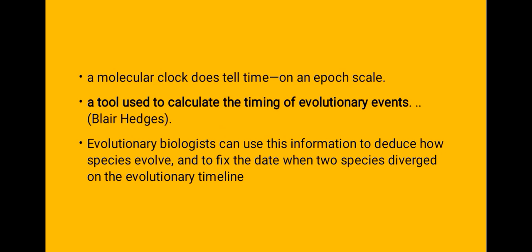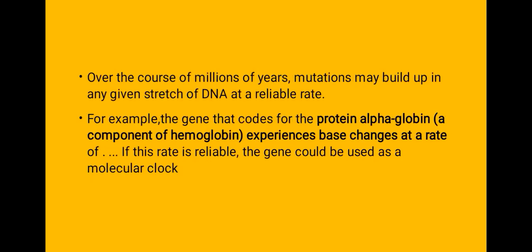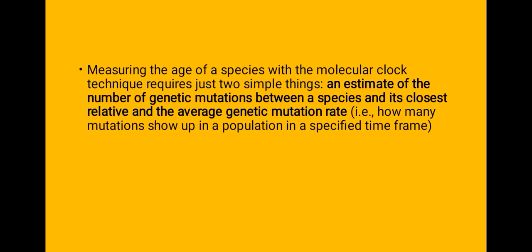Evolutionary biologists can use this information to deduce how species evolve and to fix the date when two species diverged on the evolutionary timeline. Over the course of millions of years, mutations may build up in any given stretch of DNA at a reliable rate. For example, the gene that codes for a protein, alpha globin, a component of hemoglobin, experiences base changes at a rate of something. If this rate is reliable, the gene could be used as a molecular clock.